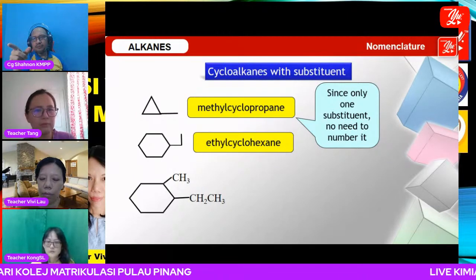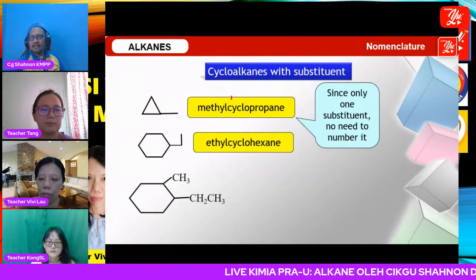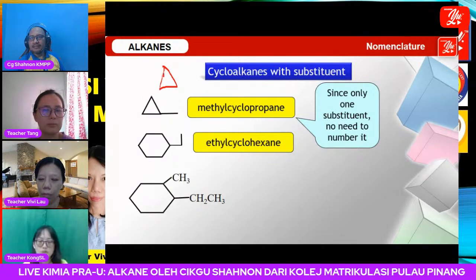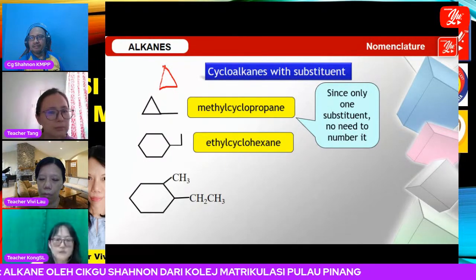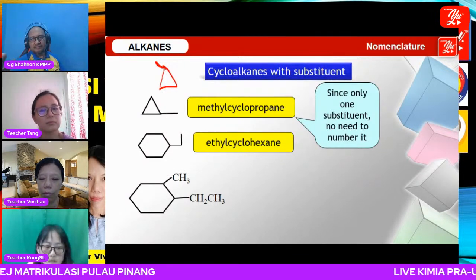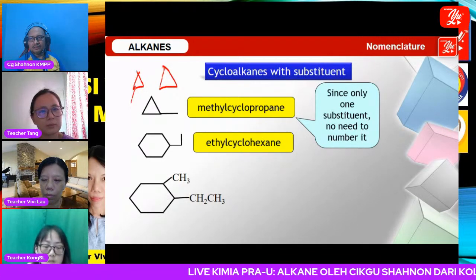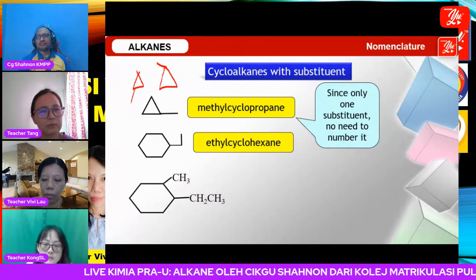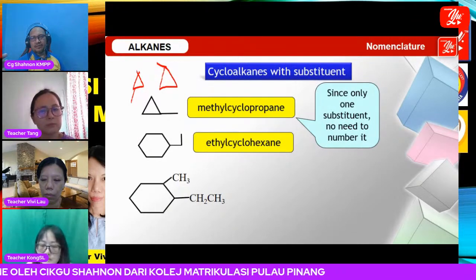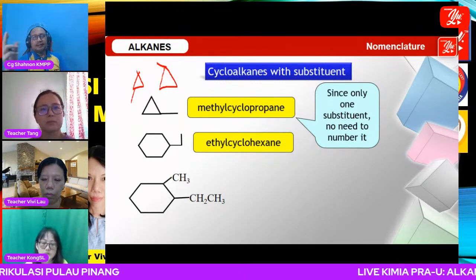Because there is only one. If you put it at any carbon, let's say I want to write like this, and I want to put methyl here, the name is still methylcyclopropane. Let's say I want to change to here. The name is still methylcyclopropane. That's why there's no need for us to add a number for this cycloalkane if we only have one substituent.